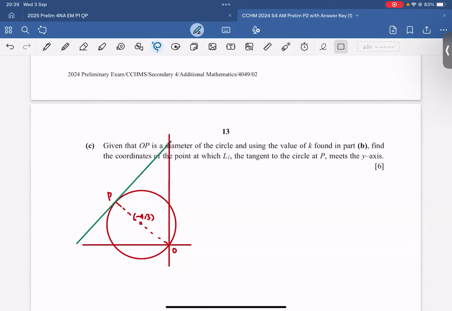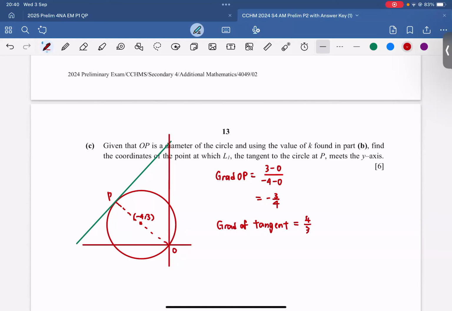Okay, so to find this tangent, I need the gradient and a point. First I can find the gradient of OP. I use the origin and the midpoint, y2 minus y1 over x2 minus x1. So the gradient is negative 3/4, so the gradient of the tangent is actually 4/3.